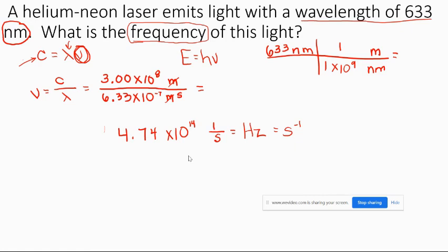Okay, so go back, clear it out. So 6.33 divided by 1, and then hit your E.